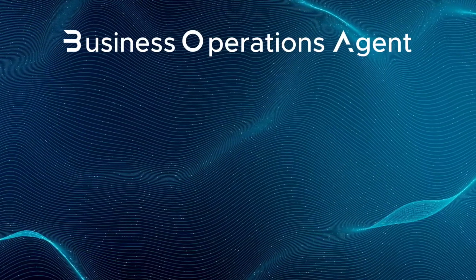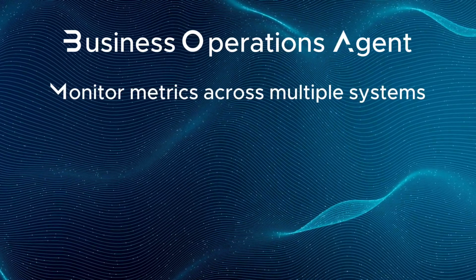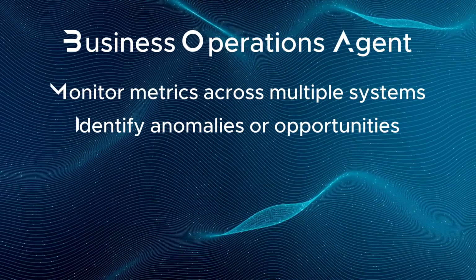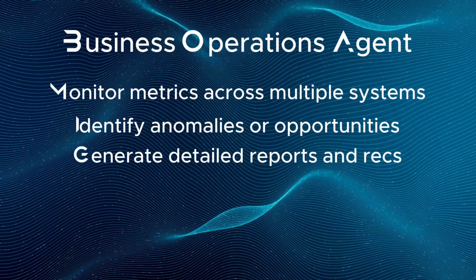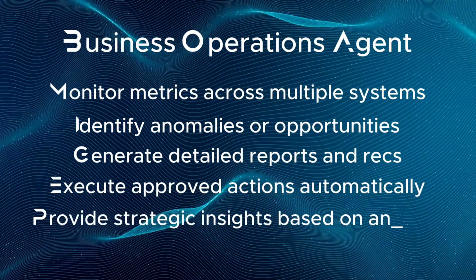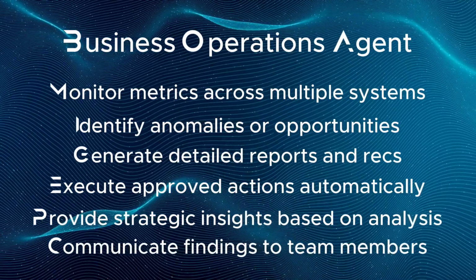A third agent you could implement in your business is a business operations agent, which monitors business metrics across multiple systems, identifies anomalies or opportunities, can generate detailed reports and recommendations, can execute approved actions automatically, provide strategic insights based on data analysis, and even communicate findings to relevant team members.